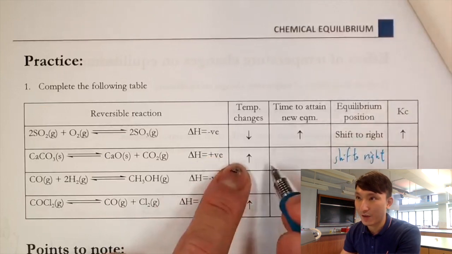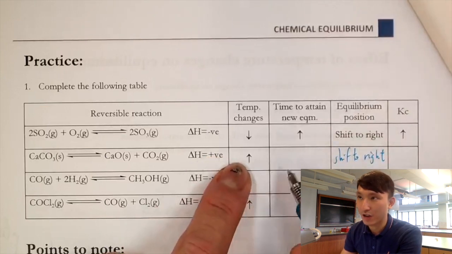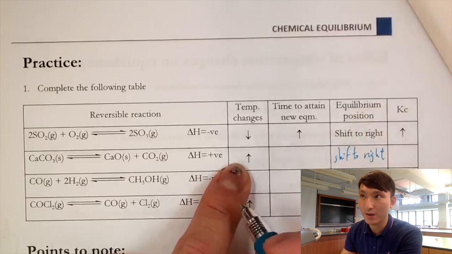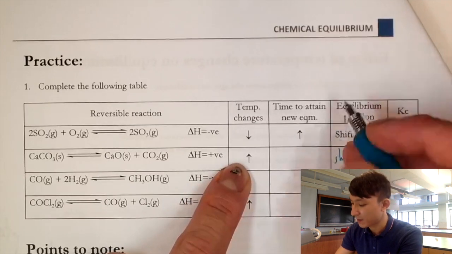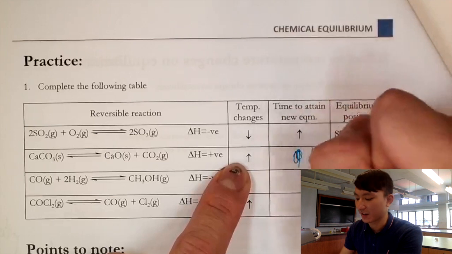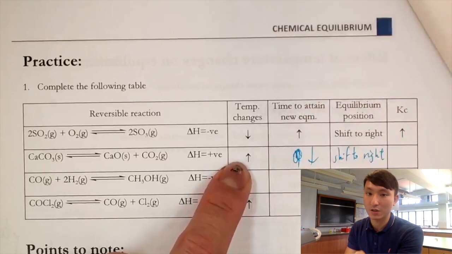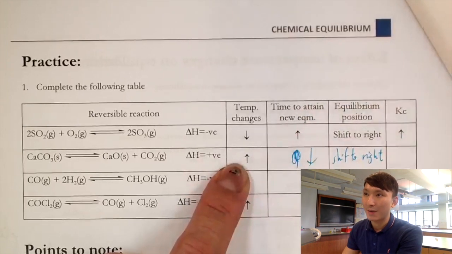And as you are having a higher temperature, every reaction goes faster, no matter if it's forward or backward. So the time it takes to attain new equilibrium must be decreasing, right? It takes a shorter time, so decrease. And what about Kc?